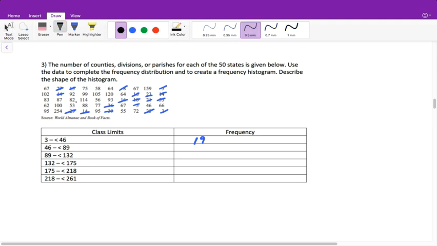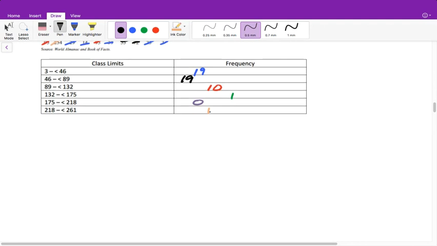Right? Then we will do it for the next one, up to 89. 1, 2, 3, 4, 5, 6, 7, 8, 9, 10, 11, 12, 13, 14, 15, 16, 17, 18, 19. So once again, this one's also 19. All right, I'm going to pause this and fill this in, but you will just go ahead and fill in the frequency for all of the different class limits. All right, so I filled in the rest of the frequency, and now I need to create my frequency histogram.